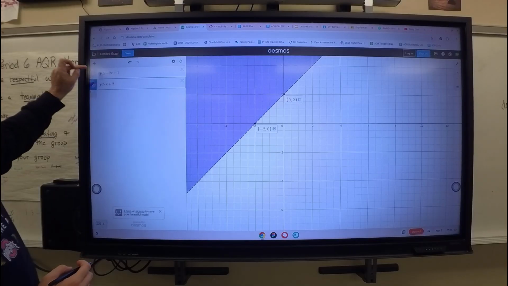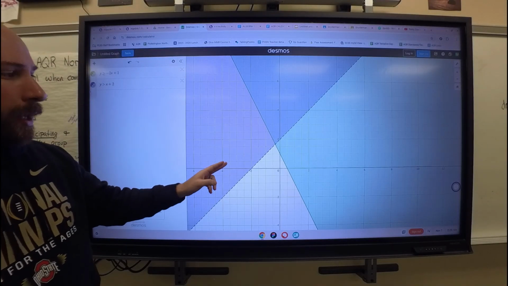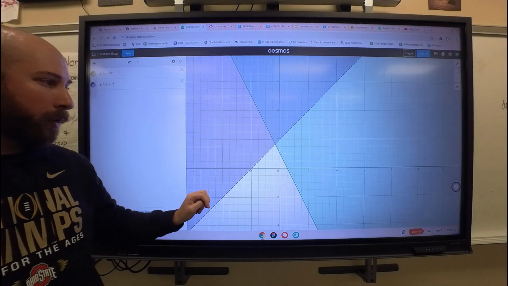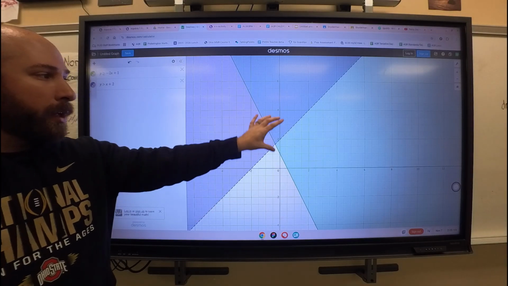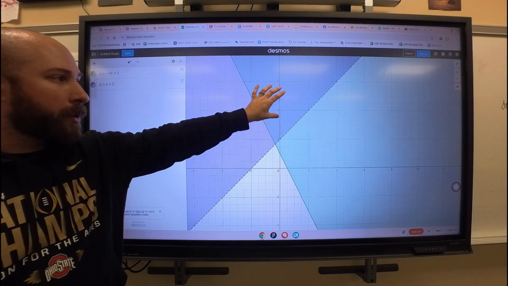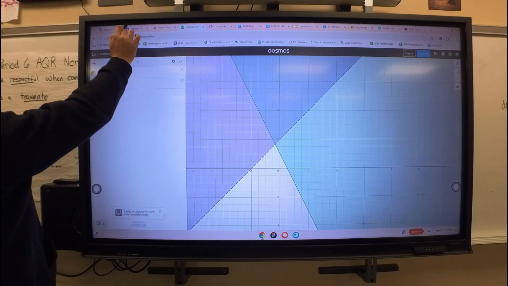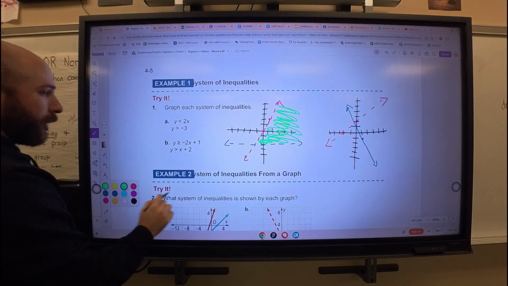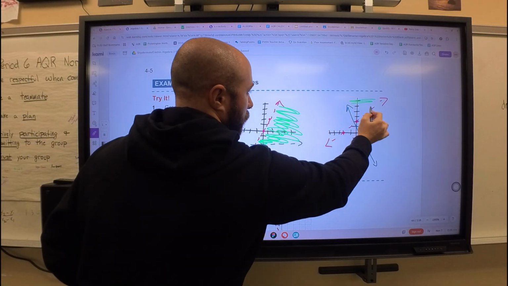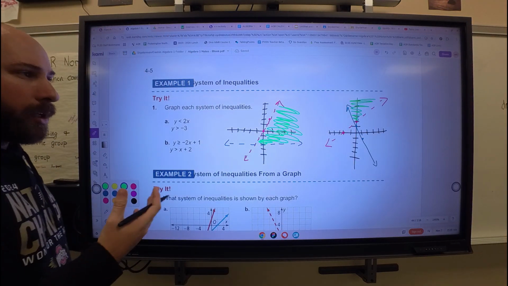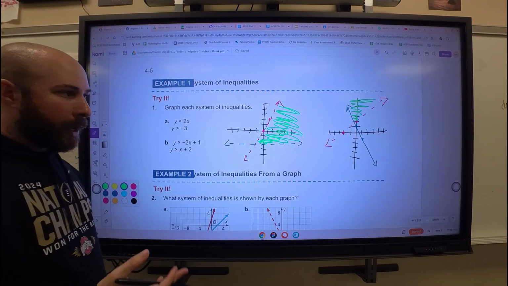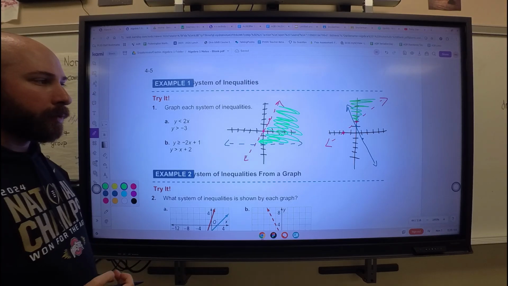And if we put both back on, we can see, again, there are 4 sections to our graph. We have the left, top, right, and bottom, and the overlapping section for this one is going to be the top section. So we are going to shade in our top section. Okay? And that's what we're focusing in on. That's what we're doing here with a system of inequalities.